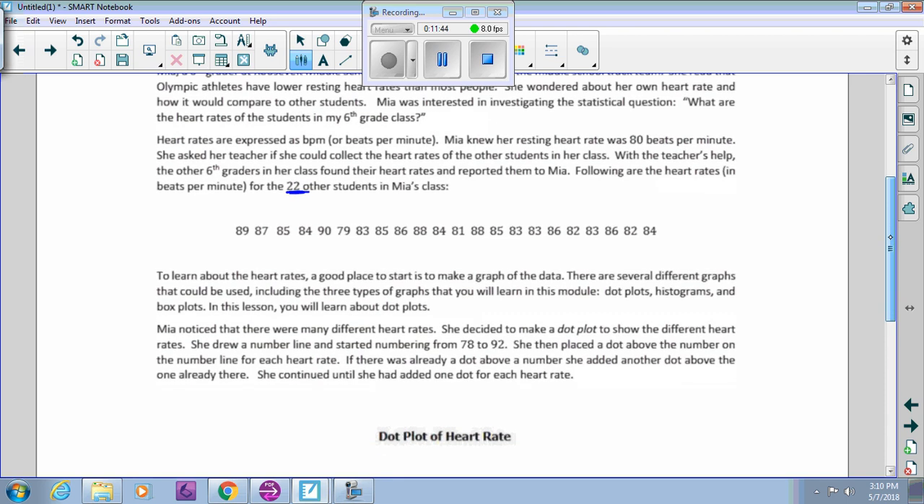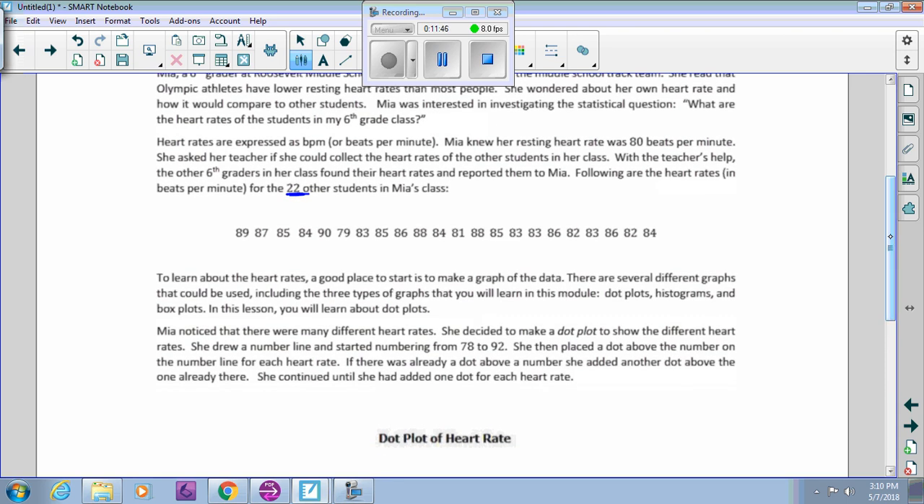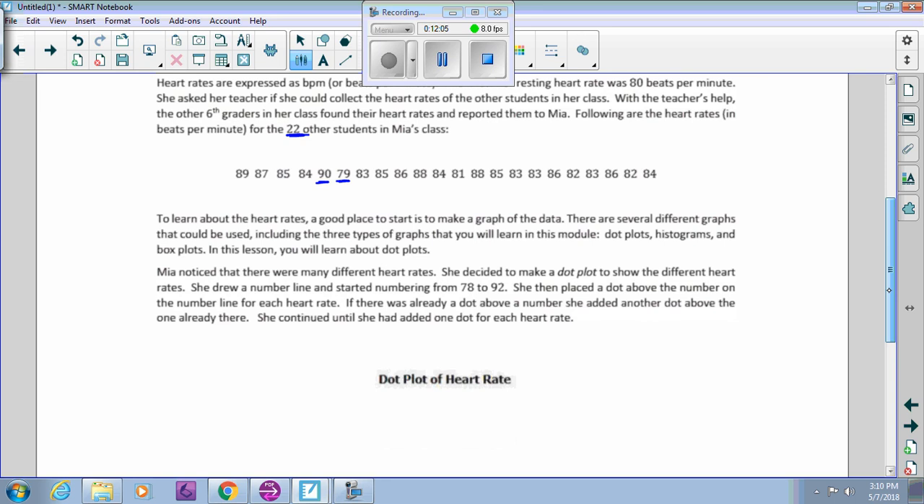So one thing you should do is kind of look at your data and look at the high ends and low ends. In this case, the lowest number here, if you look across, is 79 beats per minute. And the highest amount that I see is a 90. So you've got heart rates all over the place there, but still within a good range. So let's see what it says.